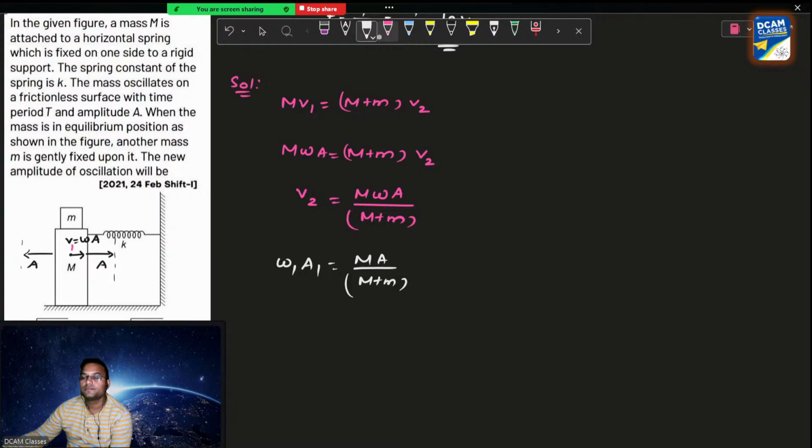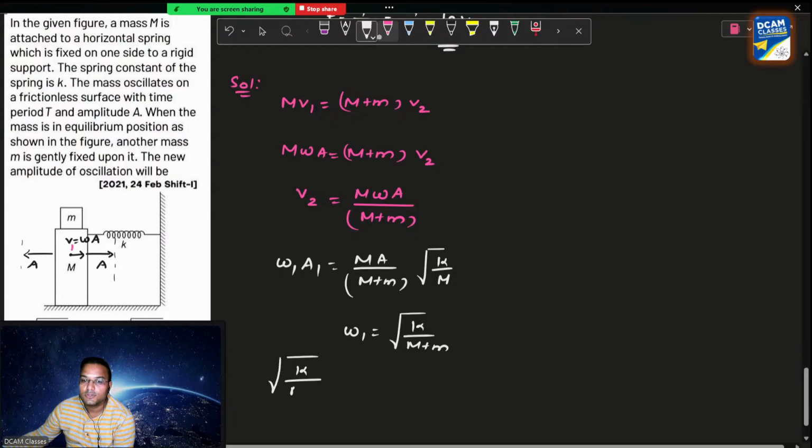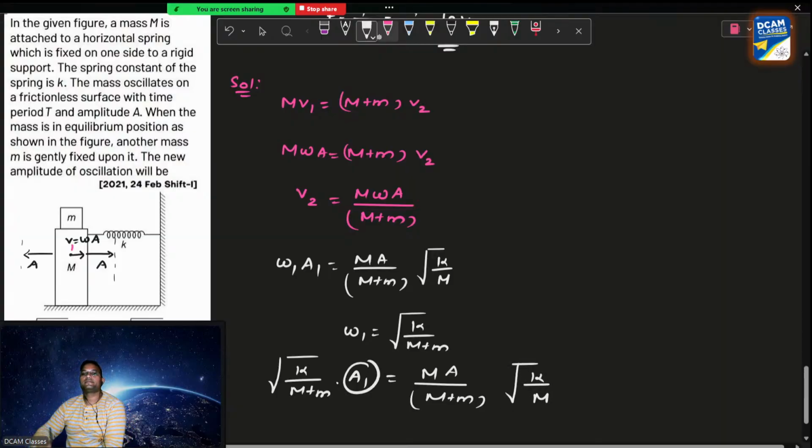You know, omega is root over k by M initially. But now two masses are added. So omega 1 will be root over k by capital M plus small m. You got it? So we'll get the result like this. Omega 1 into A1, the new amplitude, is equal to M A by capital M plus small m into root over k by M. Like this you'll find out A1.